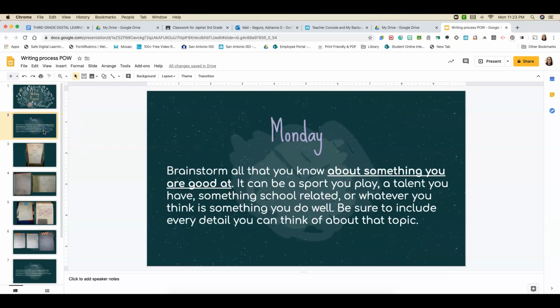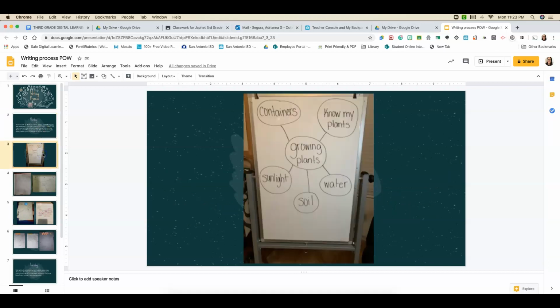I'm going to go ahead and start off with the assignment that I gave you yesterday. I asked you to think of something that you're really good at and brainstorm some details using a graphic organizer. And I'm going to go ahead and show you what I came up with yesterday.